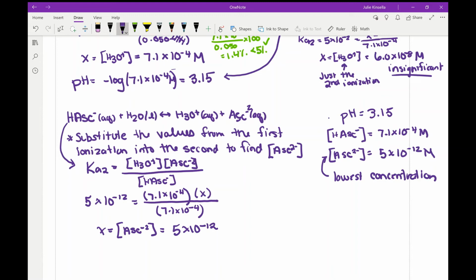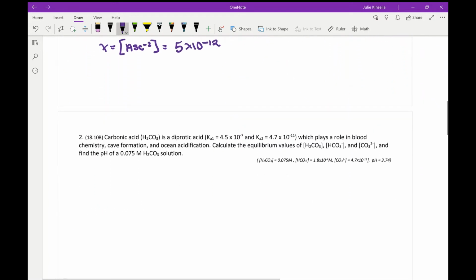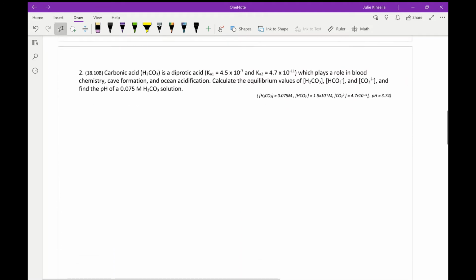Okay, so I'm just going to walk through another one. It's another diprotic acid. You'll see on a practice coming up a triprotic one, so it'll give you a chance to work through that. All right, so here we have carbonic acid. That's a diprotic acid. Again, you're given the two Kas, and it wants us to find the equilibrium values of the various molecules and ions, and then also the pH.